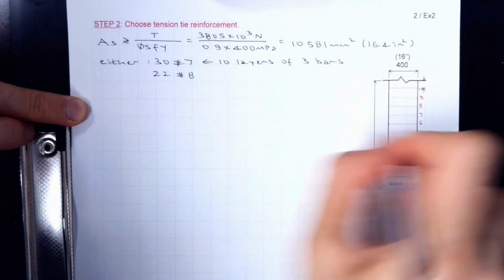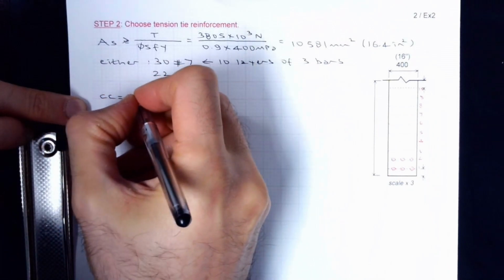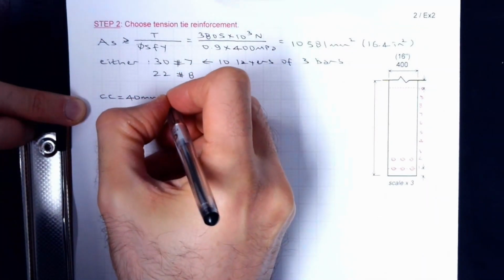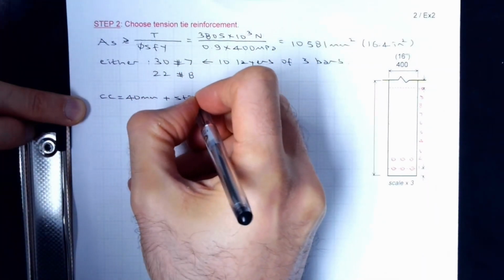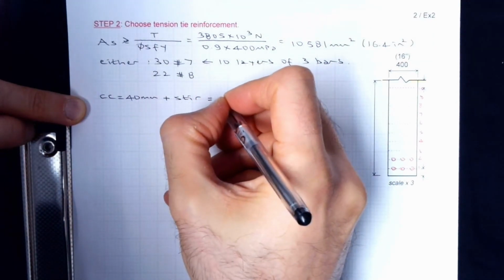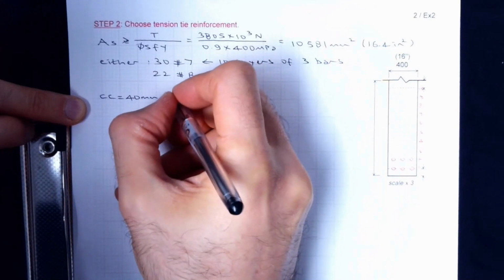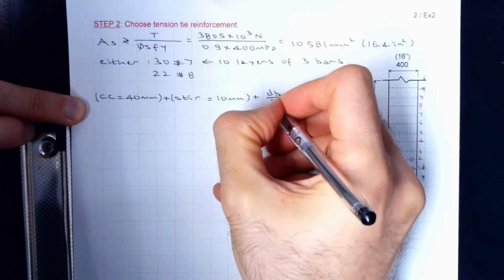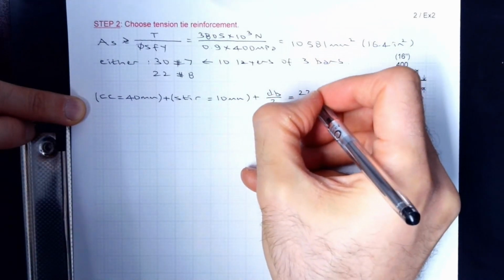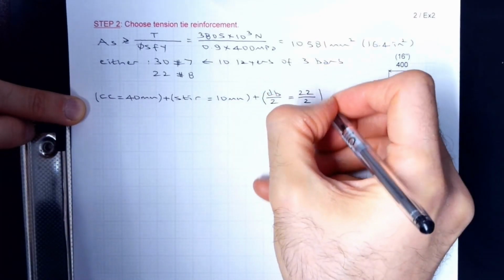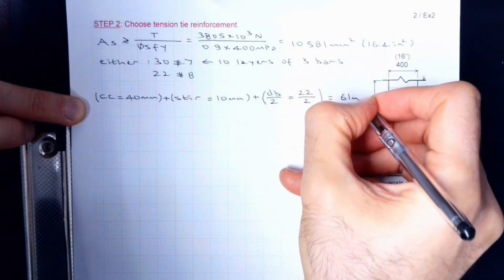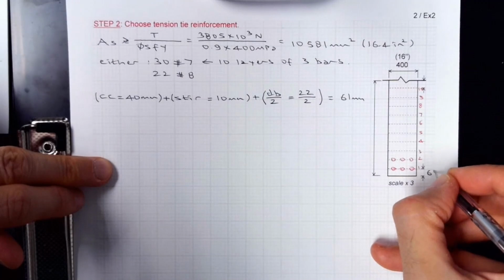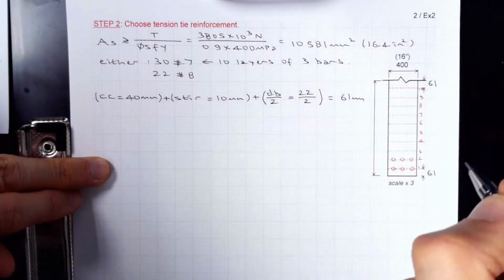I would calculate these distances. So what I'm doing is clear cover, which is it looks like 40 millimeter, less than 2 inches for this problem, plus straps 10 millimeter assumed, plus bar diameter divided by 2, which is 22 millimeter divided by 2. So if you do these, it's going to give you 61 millimeter. Of course, you can do this in inches. You have to be careful with fractions. So this is 61 and this is 61, right?